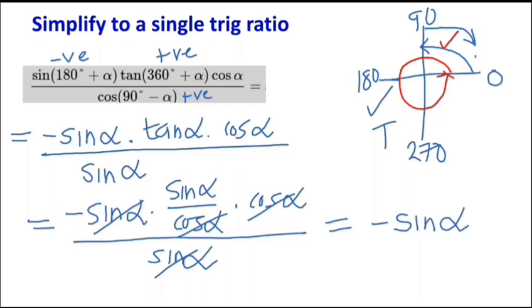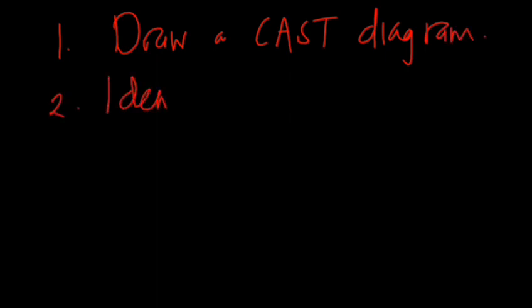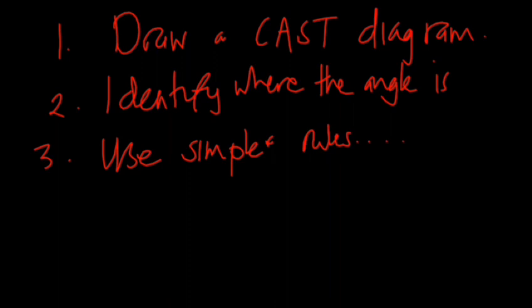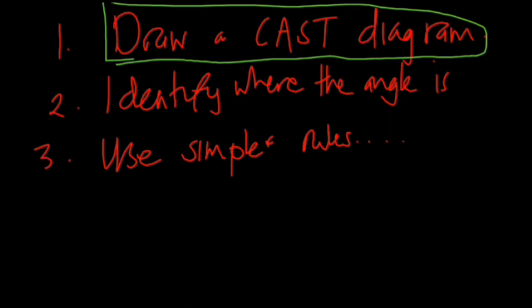So guys, when it comes to using reduction formula, I always encourage you to draw a simple modified version of the Cast diagram, a simplified version of your Cast diagram, right? And then you need to identify where your angle is, because this will help you determine whether the angle is positive or negative. Then use those simple rules that we spoke about to change the angle. And then simplify as possible. So the most important one, I think, is this one, because this will help you see where that angle is and then figure out whether that angle is positive or not.